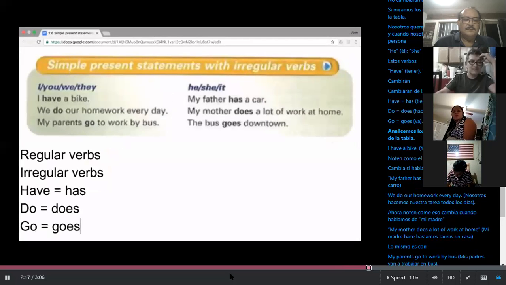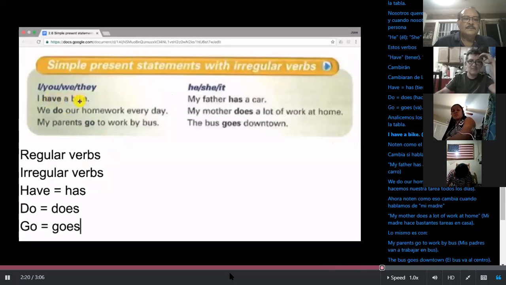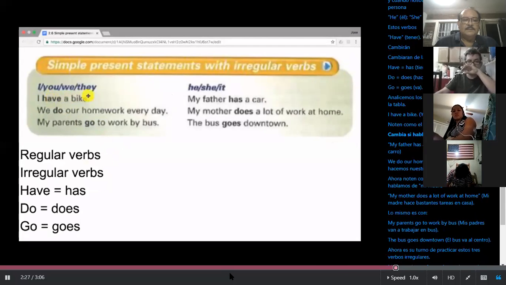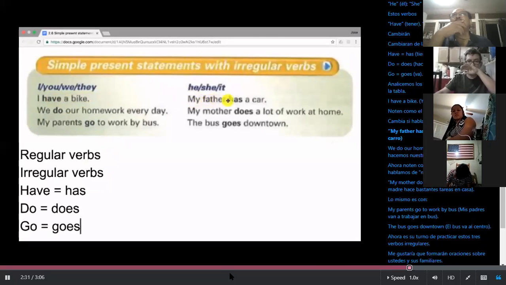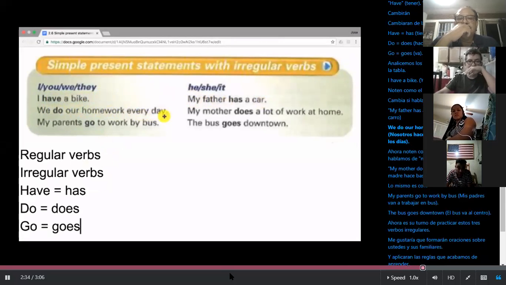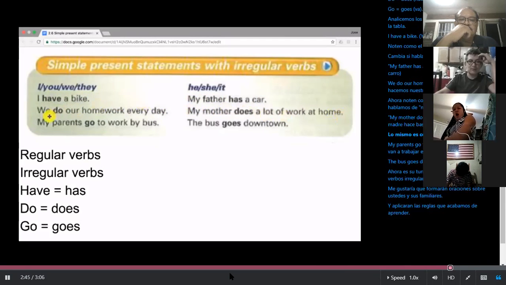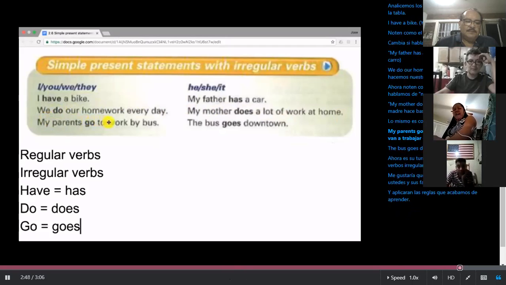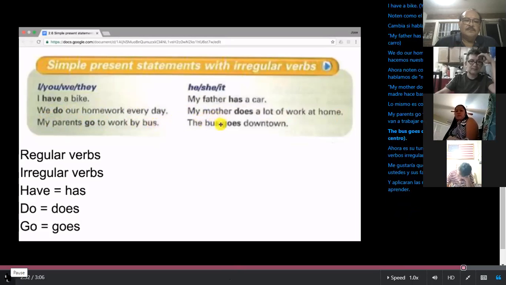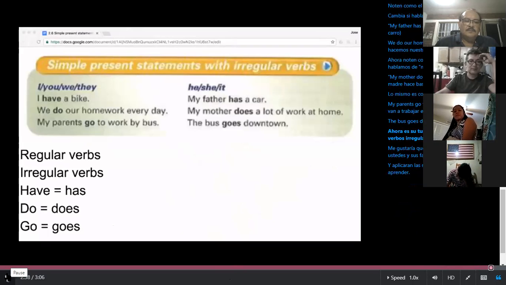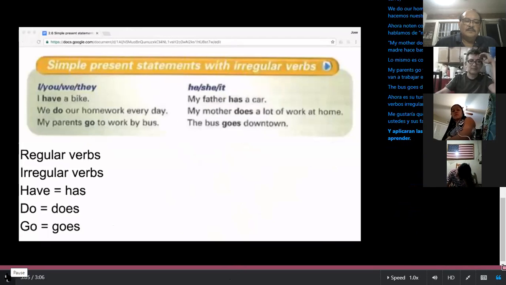Let's analyze the examples on both sides of the chart. I have a bike. Notice how the verb have changes whenever we talk about my father. My father has a car. We do our homework every day. Notice how that changes whenever we talk about my mother. My mother does a lot of work at home. The same with my parents go to work by bus. The bus goes downtown. Now it's your turn to practice these three irregular verbs. I would like for you to form sentences about yourself and relatives and apply the rules that we just learned.